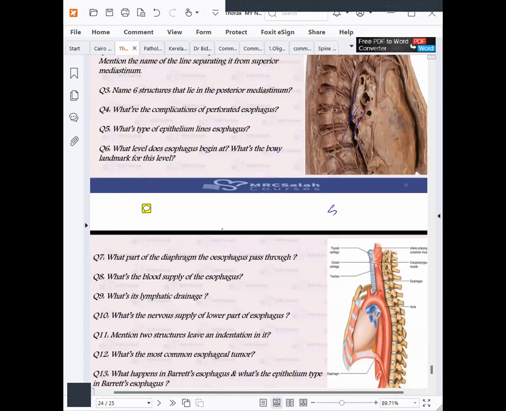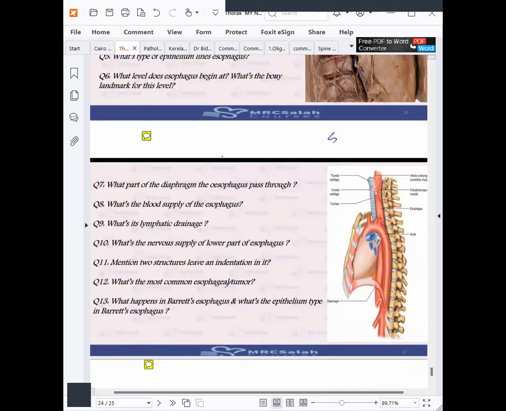Non-keratinized stratified squamous epithelium. And where does esophagus begin at? C6. And where does it end? It ends at T12. At which level does the esophagus pierce the diaphragm? T10.